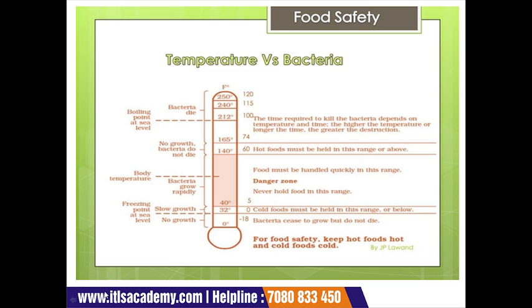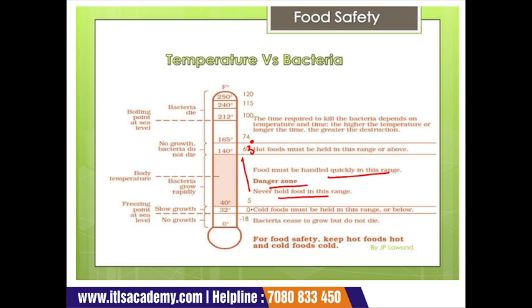Now if we talk about temperature versus bacteria, at which temperature the growth of the bacteria is high and when it will become low. See, this is between 5 to 63 degrees Celsius. Okay, this is the danger zone. We do not put the food in that zone. Food must be handled quickly in this range. If we put the food in this range, then we have to handle it quickly.